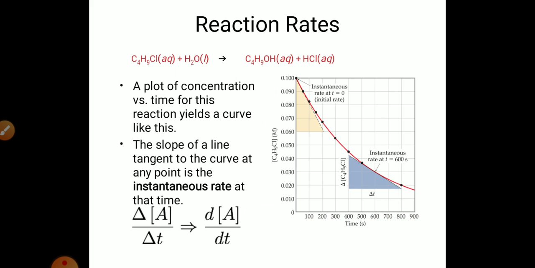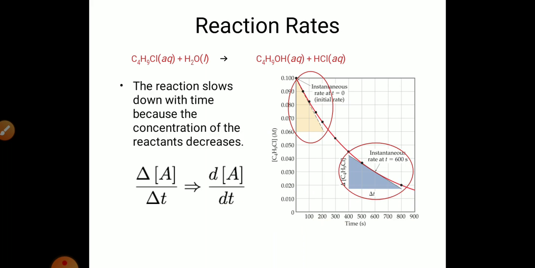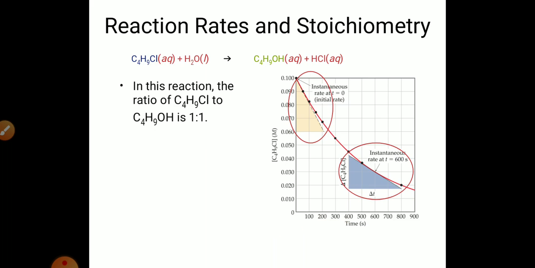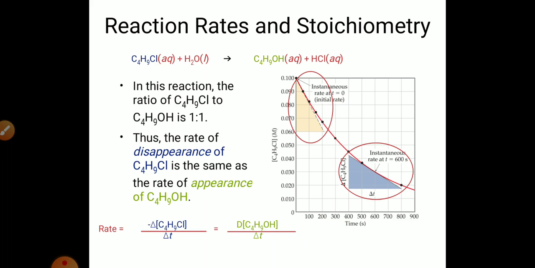So, if you plot a graph between the concentration and the time, you can find out the rate of reaction for a particular time. The reaction slows down with time because the concentration of the reactant decreases. In this reaction, the ratio of C4H9Cl to C4H9OH is 1:1. Thus, the rate of disappearance of C4H9Cl is the same as the rate of appearance of C4H9OH.